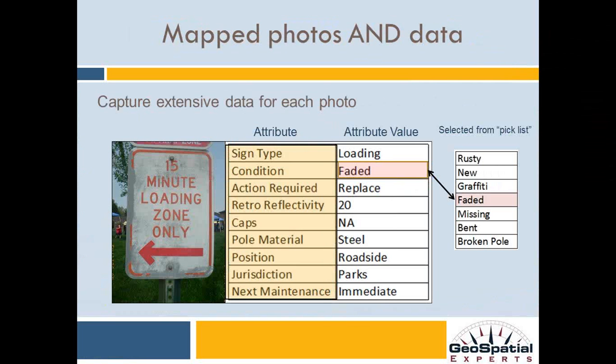So here's a good example of a typical student project, from a traffic sign inventory. As you see, we have attributes, and then you have attribute values, which could be selected from a pick list. So you create these pick lists and attributes on your PC, and Rick will show you that later.